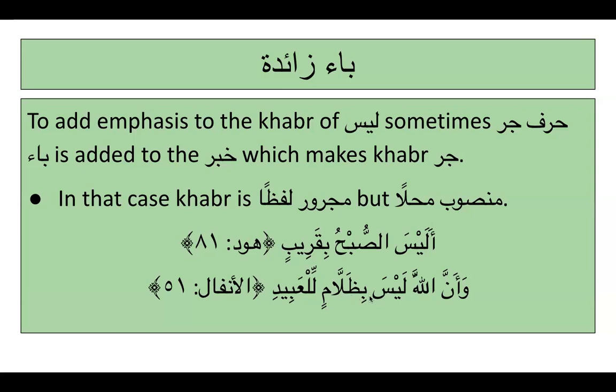But this ba is going to be called ba zaida. Can you note the difference between these two ba's? Always try to understand things. It is only going to be attaching itself to the khabar, and the khabar will be very clearly seen as khabar. You will know that this was the khabru laysa that has ba zaida attached to it. With more practice and understanding, if you know that my khabar is something that provides me with information, you will not be wrong.